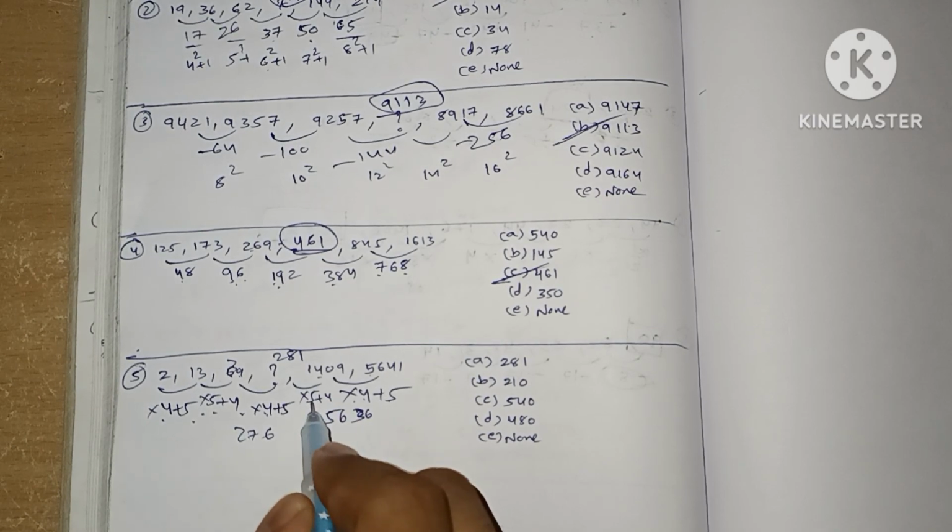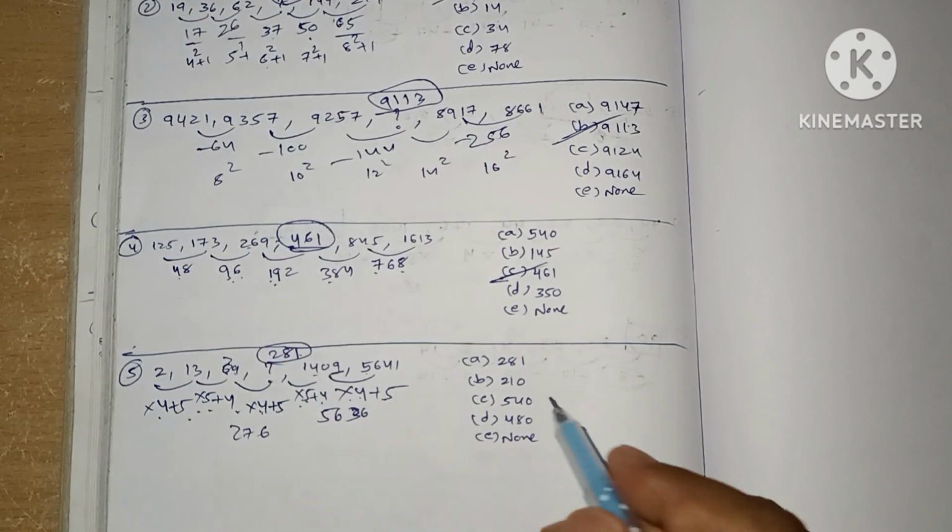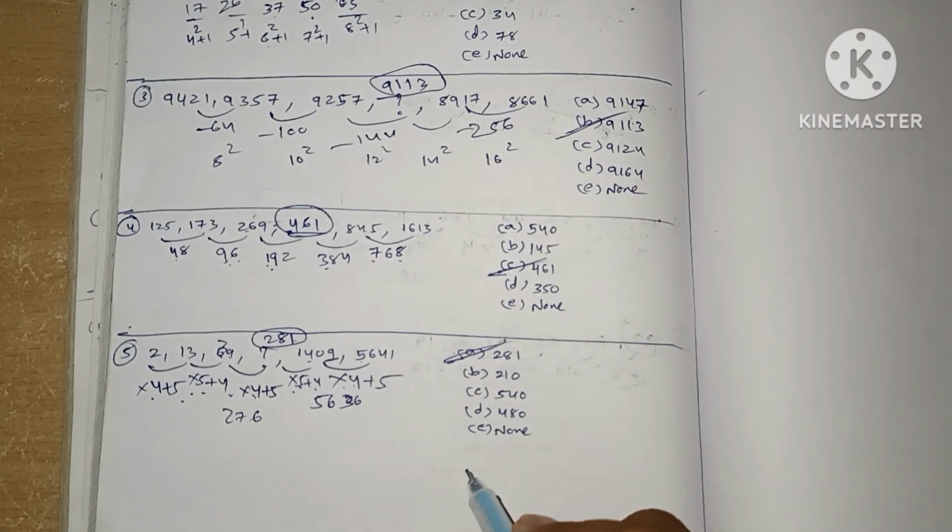Unit digit 5 plus 1, 5. 5 1 times 5. 5 plus 4 will be 9. So 281 is our answer. Option A is our answer.